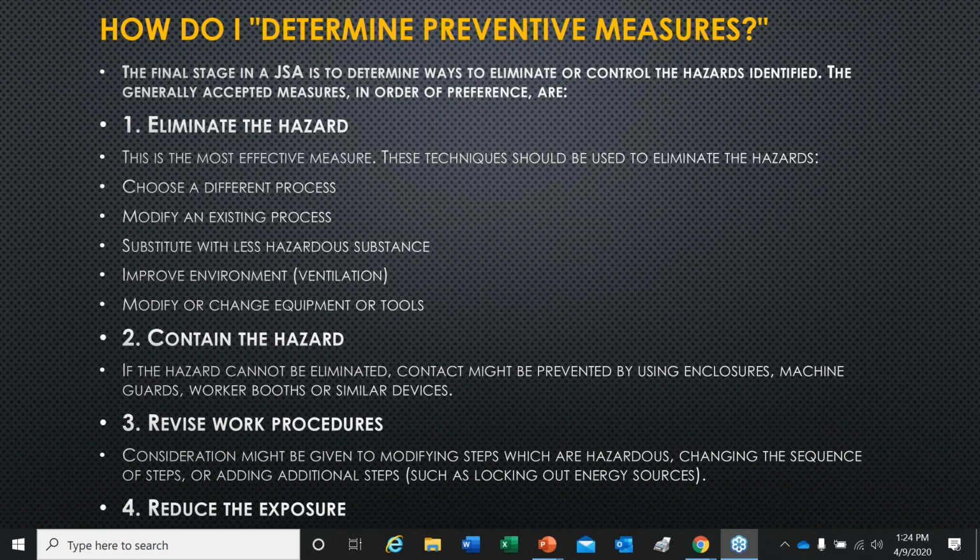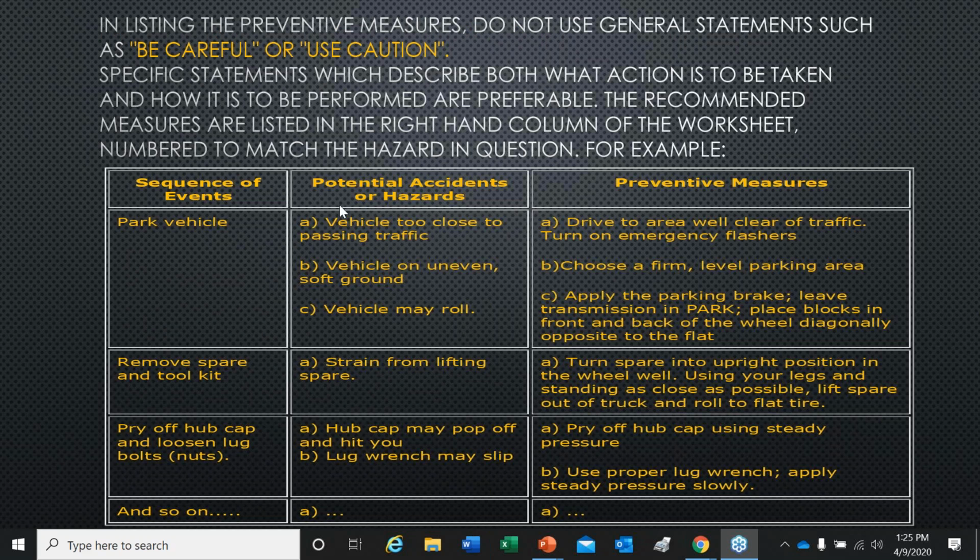And then revise the procedure so that you would then have the steps that were there changed out so that the sequence would be done properly. Sometimes people do things in the wrong sequence and it causes problems. So that would all be done in the review. And then the final thing would be to reduce the exposure with the employees. That's one of the big things that you're looking at.